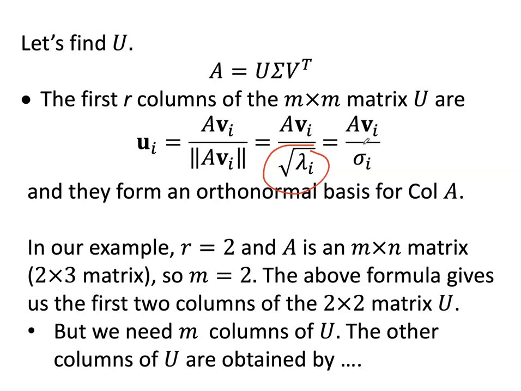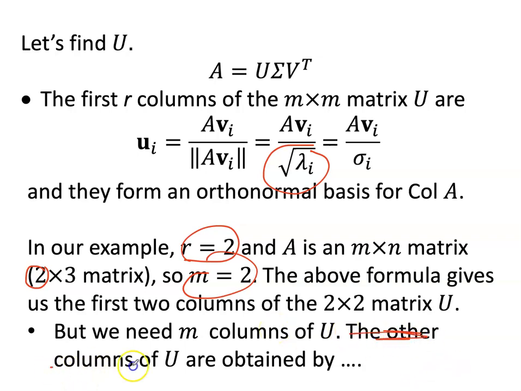In our example, r is 2, where r is the rank of A, and A is an m by n matrix, a 2 by 3 matrix, so we can see that m is 2. Again, m is the number of rows in the matrix A. The above formula gives us the first 2 columns of the 2 by 2 matrix U. We need m columns, so this gives us r columns, and we need m columns. Mercifully, r and m are the same number here, so we don't need to follow this other prescription.